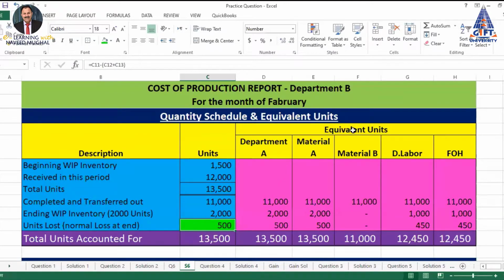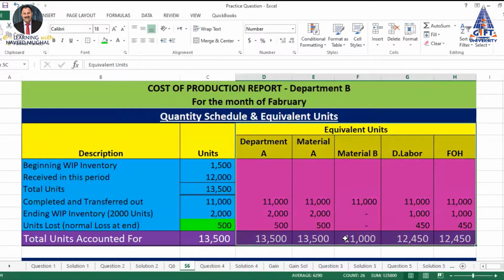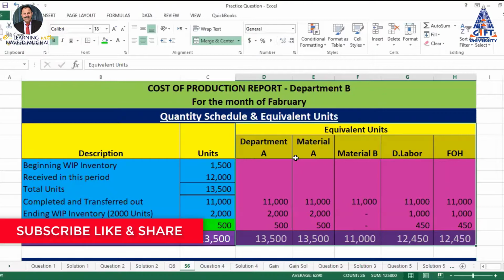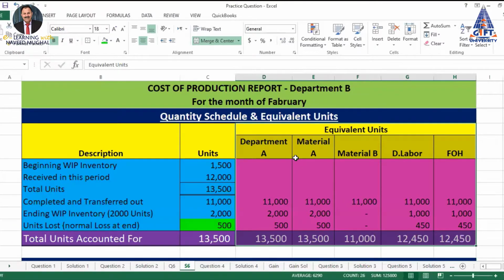For the calculation of equivalent units, we will have columns for each cost element. I have already explained why we have columns for each cost element. You may consult my videos in which I have explained the whole process and logic for separating these columns. When we have different stages of completion for different cost elements, we will have to make different calculations for equivalent units. That's why we prepare different columns for every cost element.